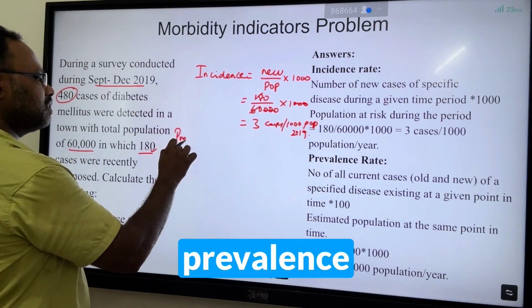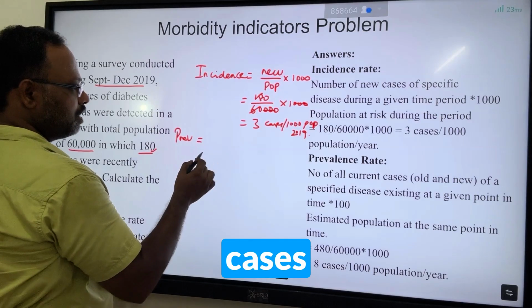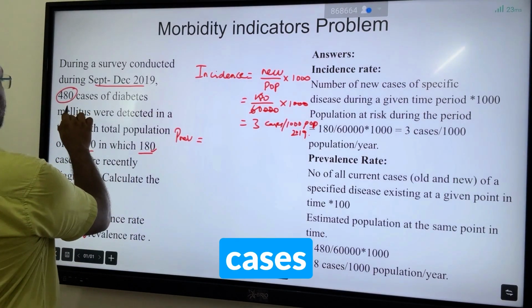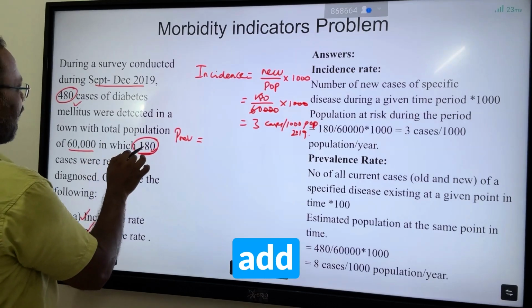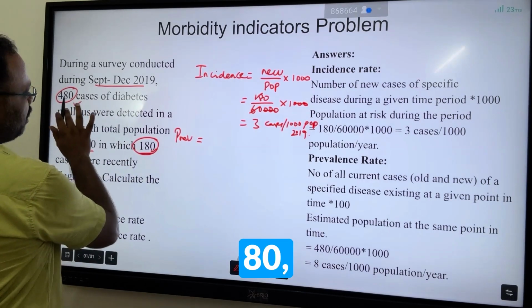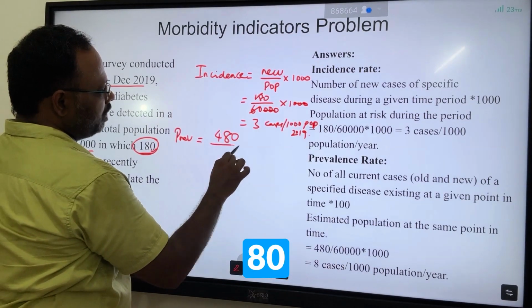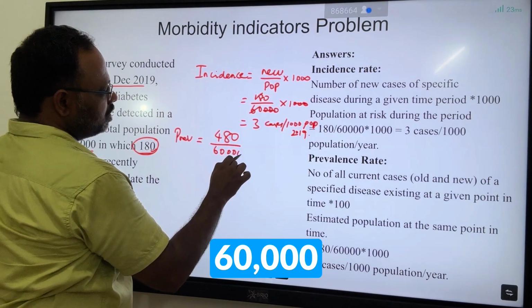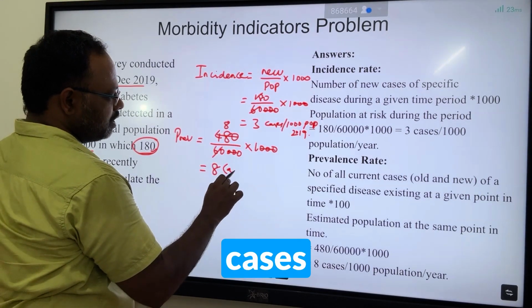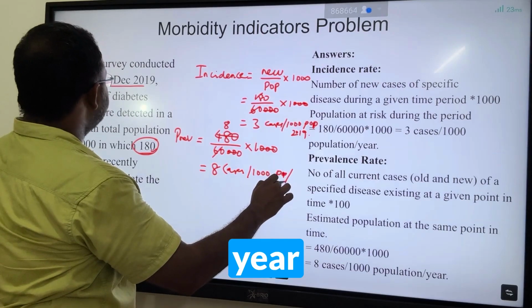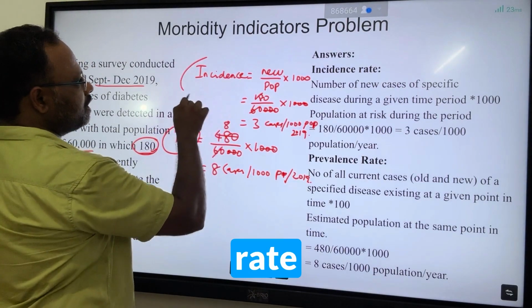So prevalence is given by the total number of old and new cases. Here they have given 480 cases were detected in the town, in which 180 are new. So you need not add these two. Out of 480, 180 is newly detected. So you take the current existing cases as 480 divided by 60,000 into 1000. So it is 8 cases per 1000 population in the year 2019. So that is how you should write the incidence rate and prevalence rate.